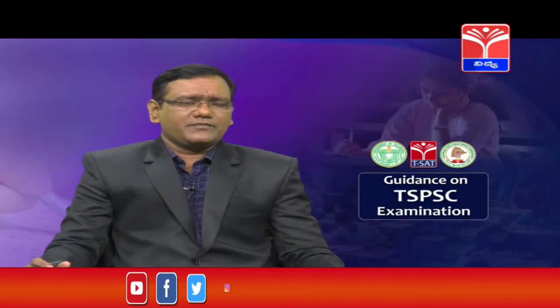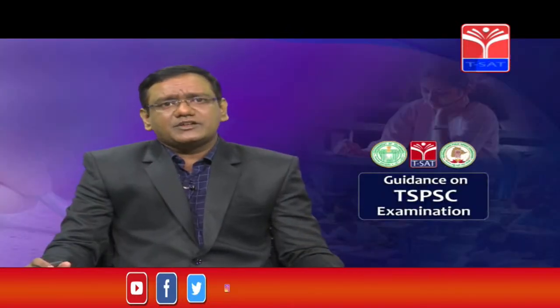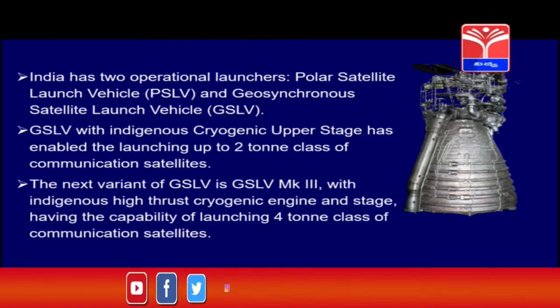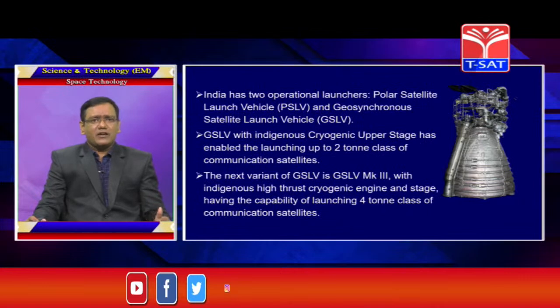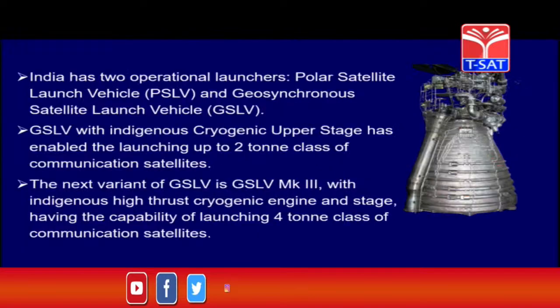India has 2 operational launch vehicles. These operational launch vehicles are called Polar Satellite Launch Vehicle and Geosynchronous Satellite Launch Vehicle. We will call these PSLV and GSLV respectively. The GSLV with indigenous cryogenic upper stage has enabled the launching of up to 2-ton class of communication satellites.